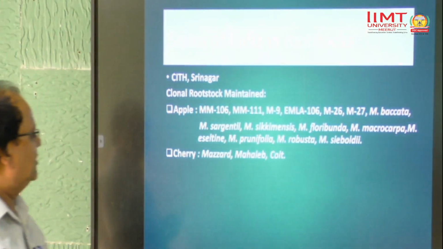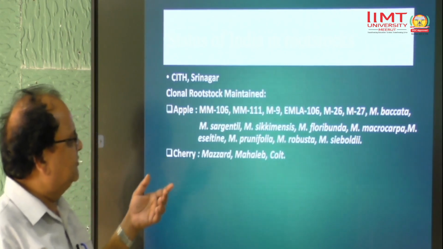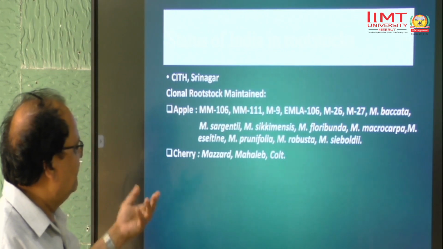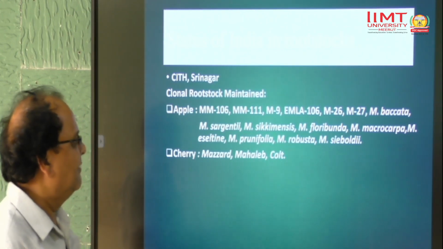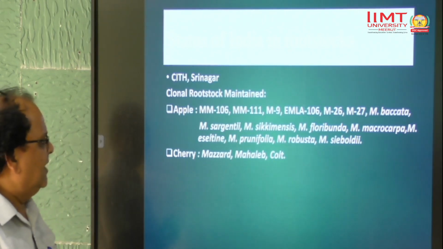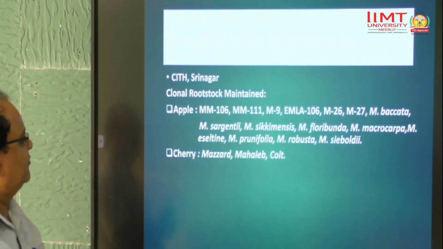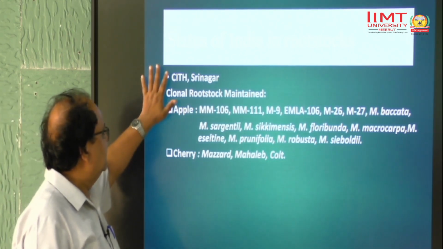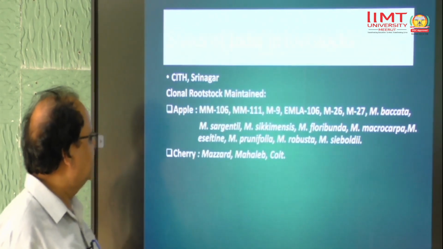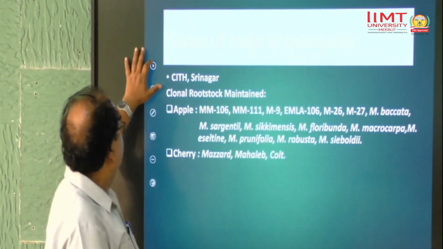So clonal rootstocks maintained for apple are MM106, MM111, M9, M26, M27, Malus baccata, Malus sargentii, Malus sikkimensis, Malus floribunda, Malus macrocarpa, Malus prunifolia, Malus robusta and Malus sieboldii. These are the different rootstocks developed by the Central Institute of Temperate Horticulture, Srinagar. In the case of cherry, Mazzard and Mahaleb are very important rootstocks used.